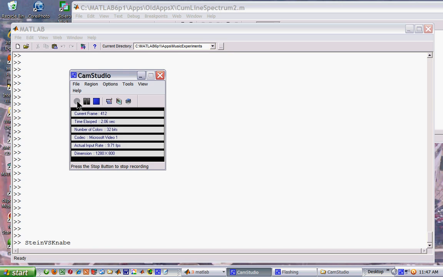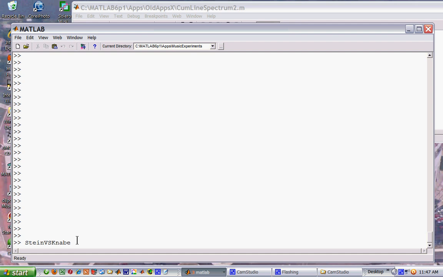Hello, we're going to compare the C2 notes on a Steinway, I think it's a Model B, and a Knabe, which is a 1927 7-foot 8-inch Grand. First we'll hear the Steinway. Now comes the Knabe.